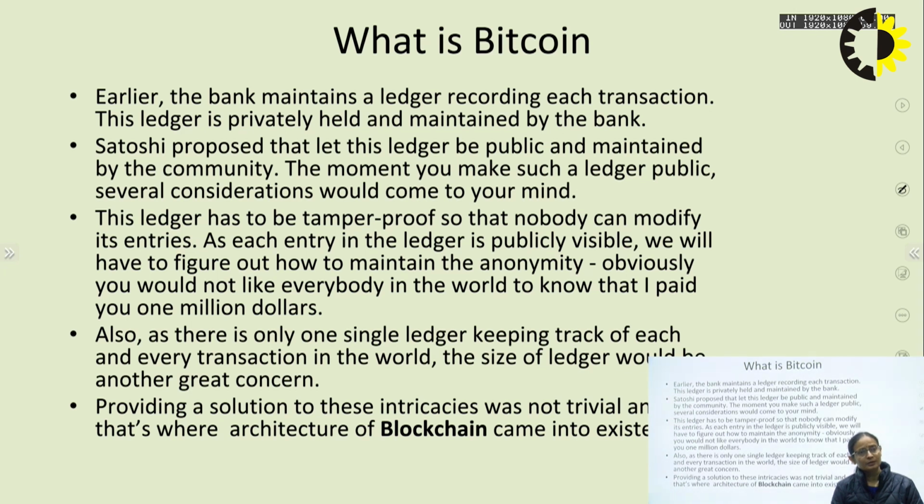Earlier, the bank maintained a ledger recording each transaction. This ledger is privately held and maintained by the bank. Satoshi said, why not keep this ledger public and maintained by a community instead of a bank? Once you make a ledger public, several issues come to mind. This ledger has to be tamper proof because it is known to the public, so nobody can modify its entries. As each entry in the ledger is publicly visible, we will have to figure out how to maintain the anonymity. Obviously, you would not like everybody in the world to know that I paid you $1 million or how much amount is there in your account.